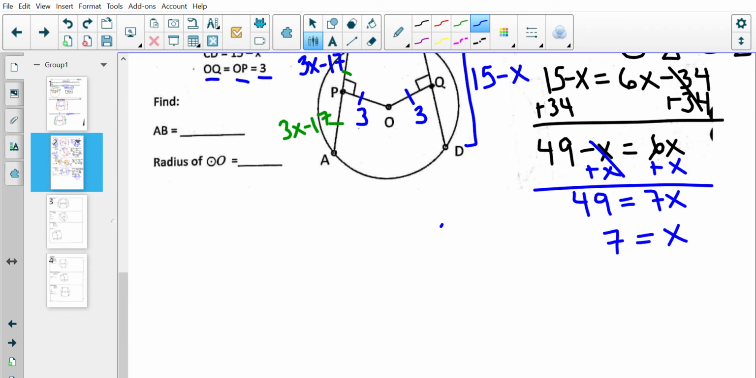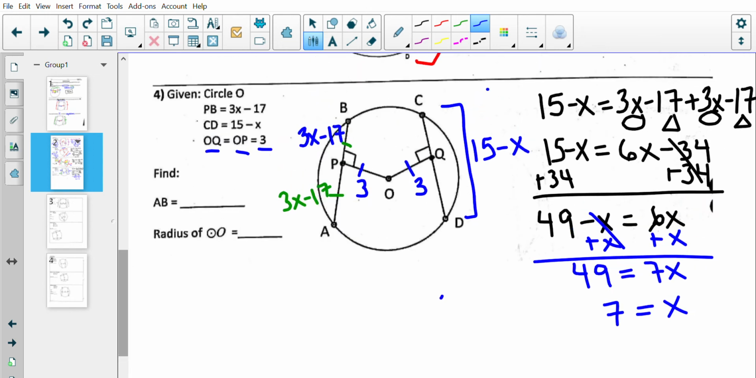Now that we know x is equal to 7, now we can figure out the length of A to B. Well, we know AB is the same as CD. So I'm going to plug in for CD. We have 15 minus 7, which is 8. So if CD is 8, that means A to B is also 8.